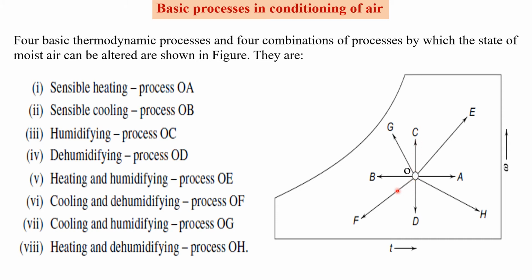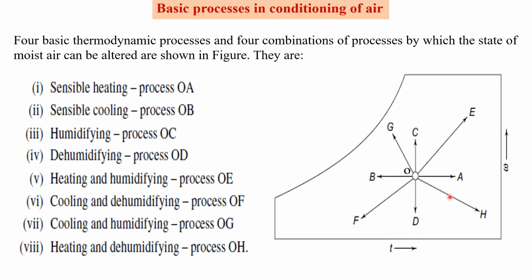Moving along the path O to F, this is a very popular process which is carried out during the summer season. This is nothing but cooling and dehumidification. There is a simultaneous drop in temperature of the air and also its humidity level, that is, its specific humidity is getting reduced and the dry bulb temperature of the air is also getting lowered. So this is cooling and dehumidification, which is popularly known as the summer air conditioning process.